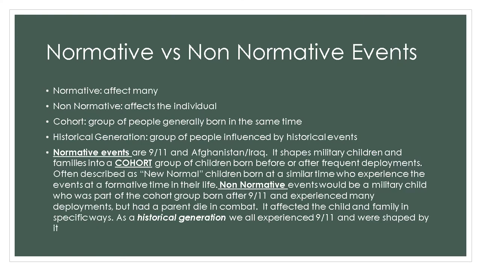So in the past slide, I talked about how myself being raised in the 1980s in Southern California is going to have a big impact on how I was raised and thus how I developed as a child. Some of the issues that affect this are the ideas of normative or non-normative events. So a normative event is something that affects many people, and then a non-normative event is something that just affects the individual. Then we have this idea of a cohort, which is a group of people generally born in the same time. And then there's a historical generation, so a group of people that were influenced by historical events.